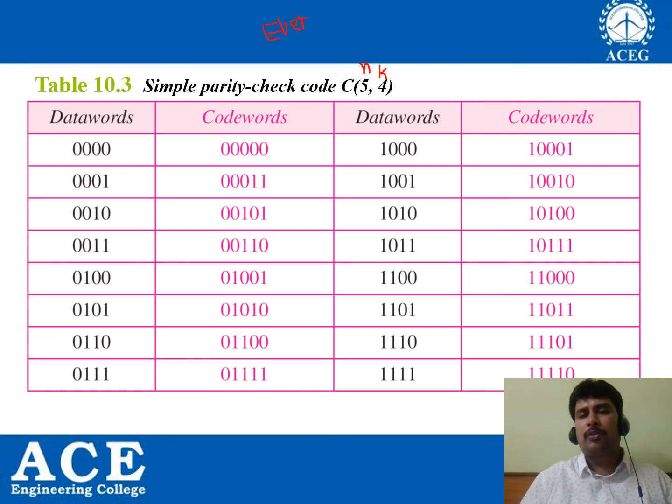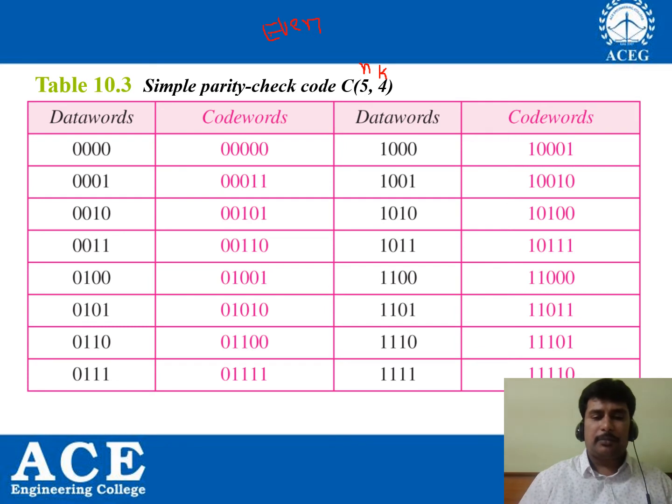If your code word, so everyone make sure you remember the definition. In even parity, the total number of ones in the code word, including the data word and redundancy bits, should be even. Total number of ones in the code word should be even.